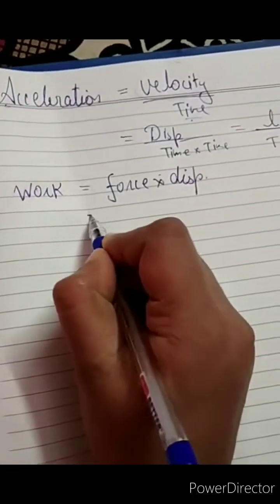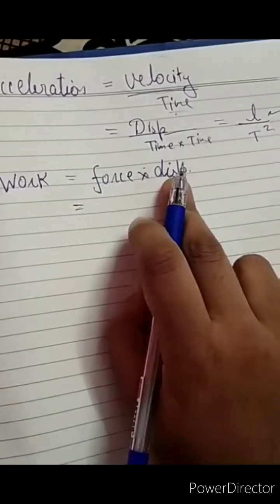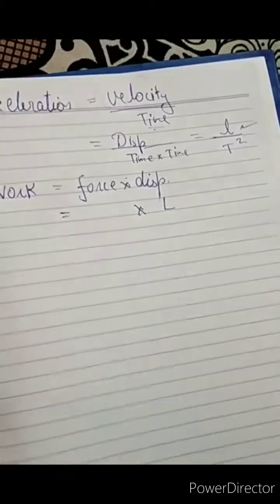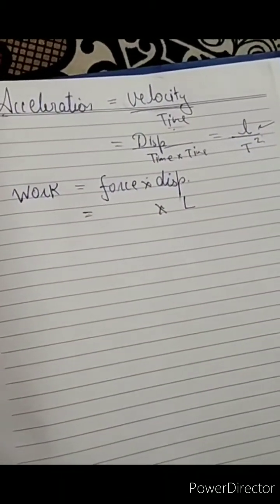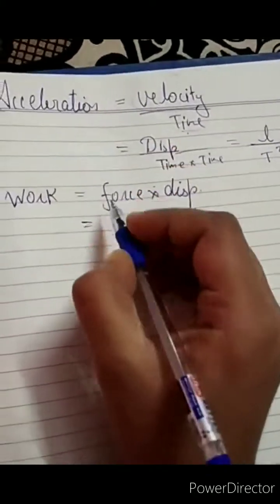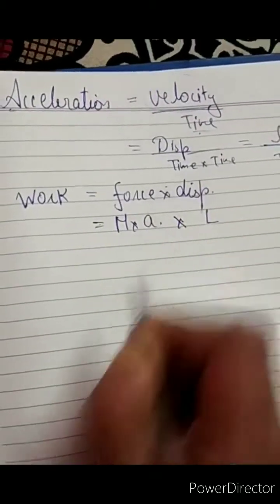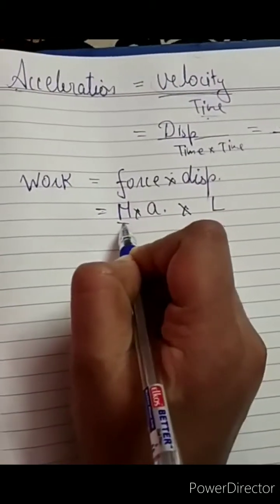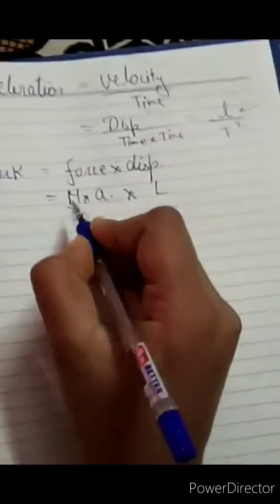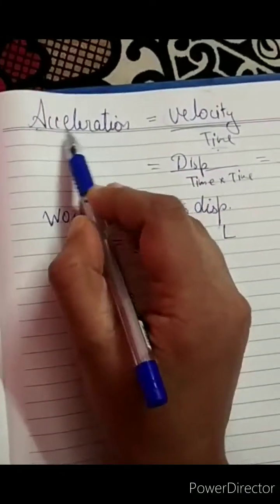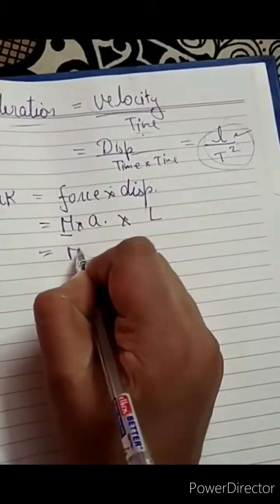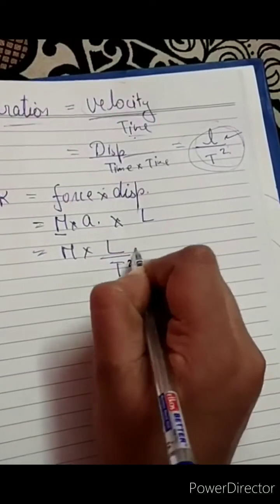Just for now, you know that displacement can be rewritten in terms of length. Length is our fundamental quantity, so displacement is length. Fine. What about force? How can we rewrite force? Force can be written as mass into acceleration. Now mass is one of our fundamental, base quantities. So now we are left with acceleration. In the above example, I showed you how you can write acceleration. So mass into L upon T square into L.